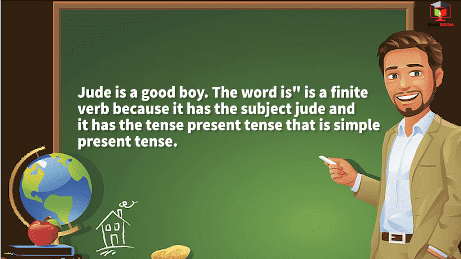Jude is a good boy. The word is is a finite verb. Why? Because it has the subject Jude and it has the tense, present tense. That is simple present tense.